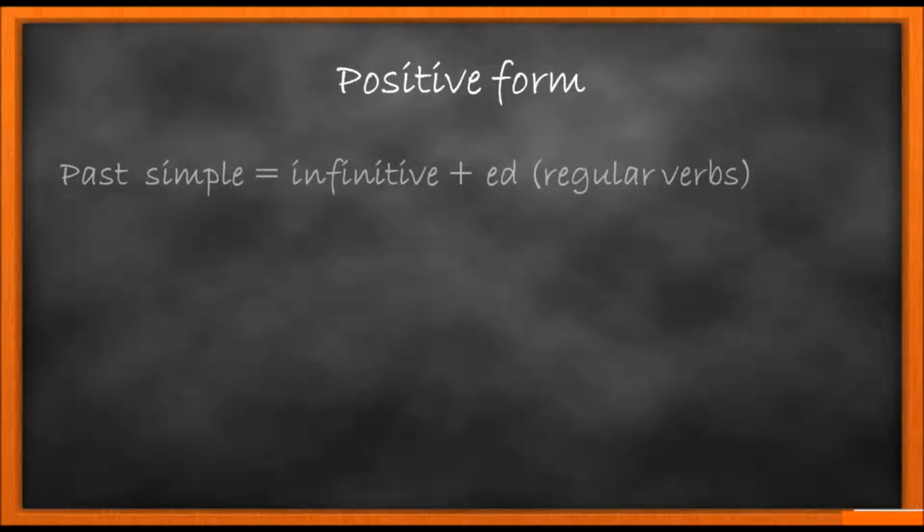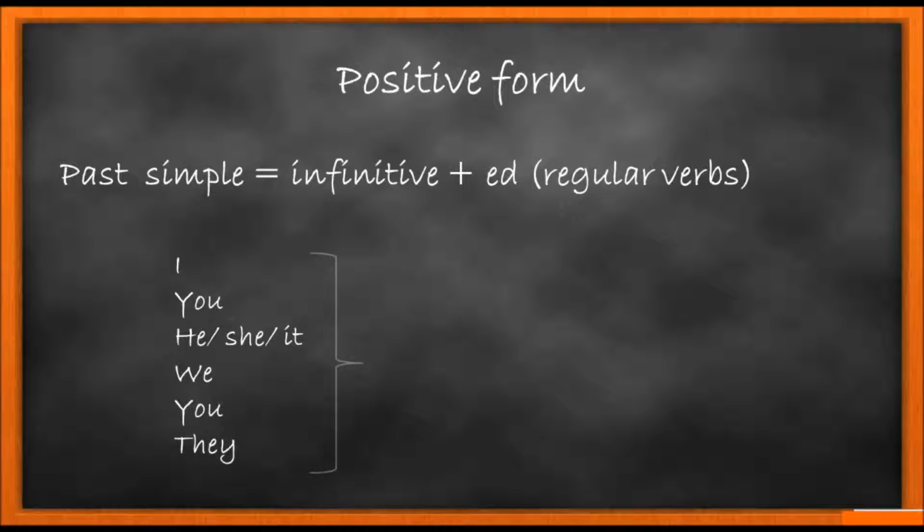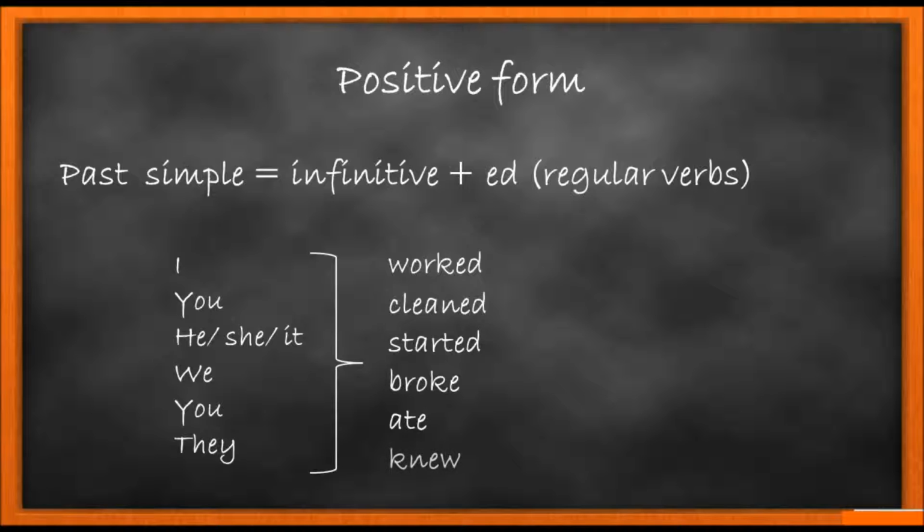Positive form. Past simple is composed of infinitive plus ed. This is a rule for regular verbs. I, you, he, she, it, we, you, they worked, cleaned, started, broke, ate, knew. The last three verbs are irregular verbs. Irregular verbs do not have ed at the end. There is no rule for them; you just have to learn some important irregular verbs.